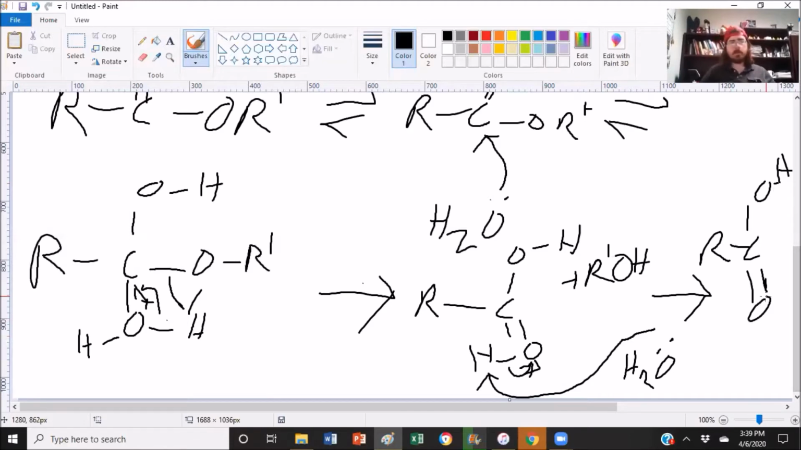It's just a different way of doing things. It's whether we attack the carbonyl first or we attack the carbonyl second. It's just a different way of looking at it.